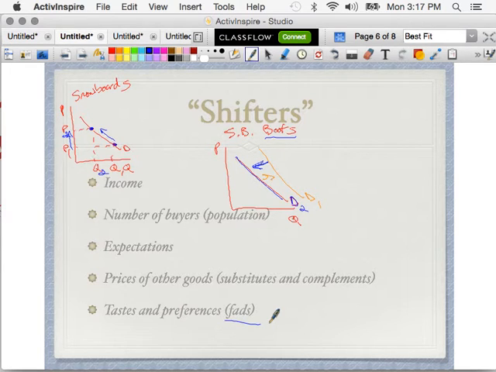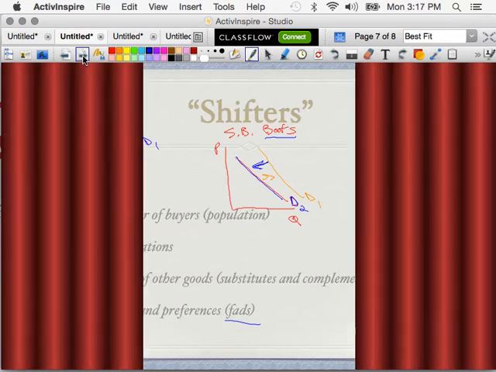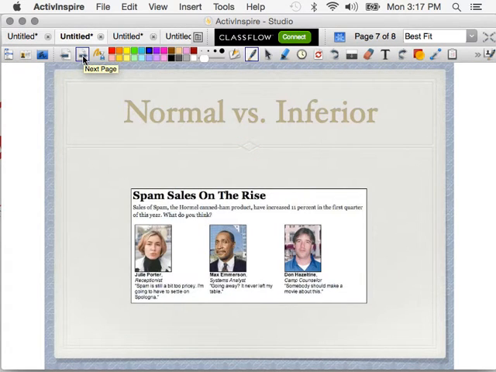And then, let's say tastes and preferences, fads. It's really cool to snowboard, the demand is going to shift to the right. It's really stupid to snowboard, demand is going to shift to the left. The one thing to add, and we'll draw this in class, is it depends on if it's a normal or inferior good in regard to income.